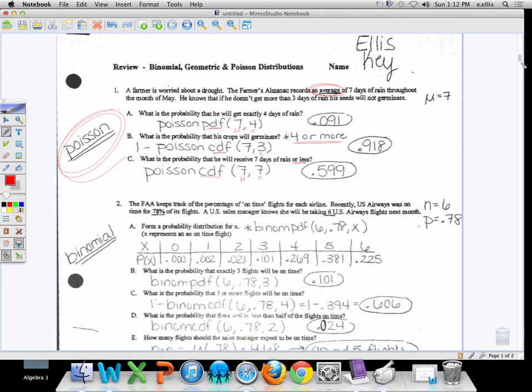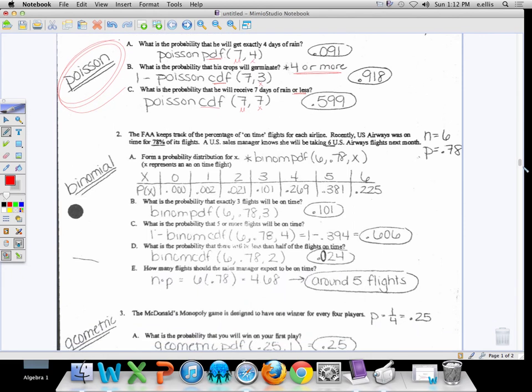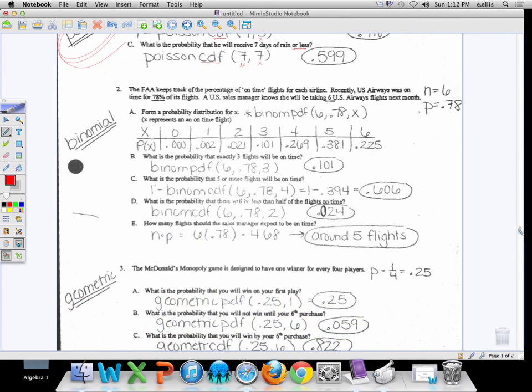On problem number 2, the FAA keeps track of the percent of on-time flights for each airline. Recently, U.S. Airways was on time for 78% of its flights, so we're getting a probability of success here. And we know we are going to take exactly 6 flights. That gives me a number of trials. I stopped at 6, which is why I'm leaning towards the binomial here. I have a probability of success and an N. I jotted them over here on the right-hand side.